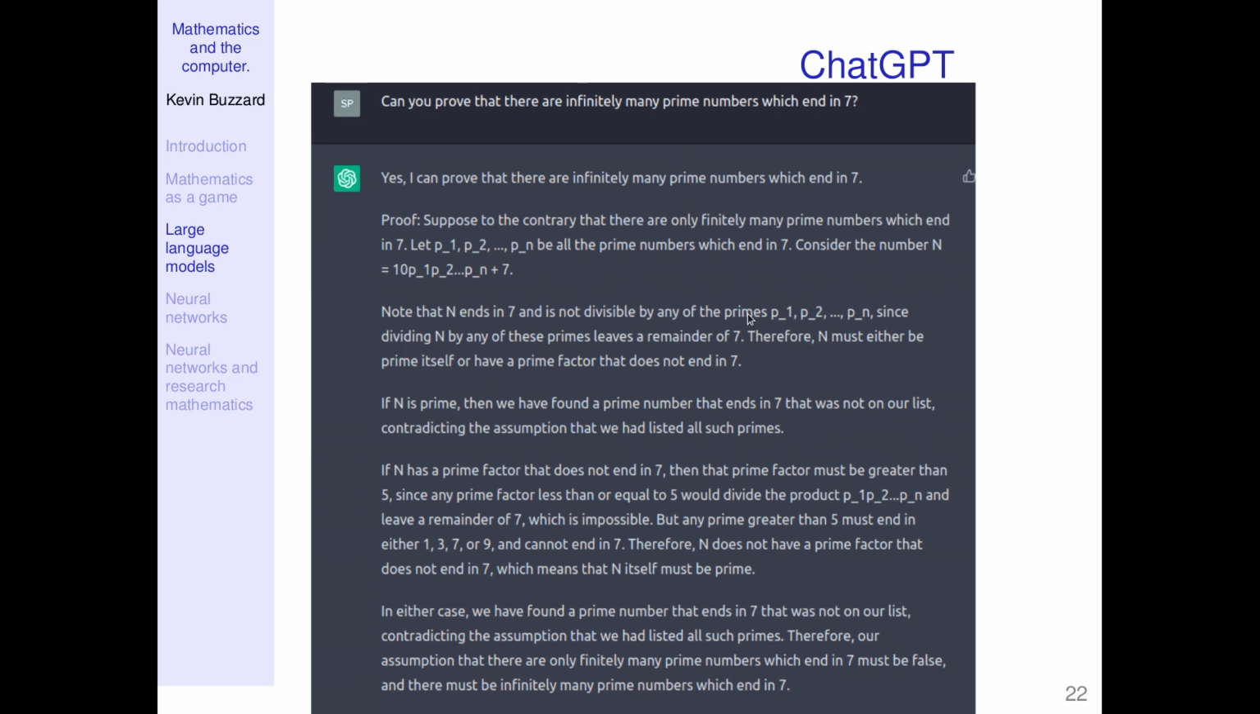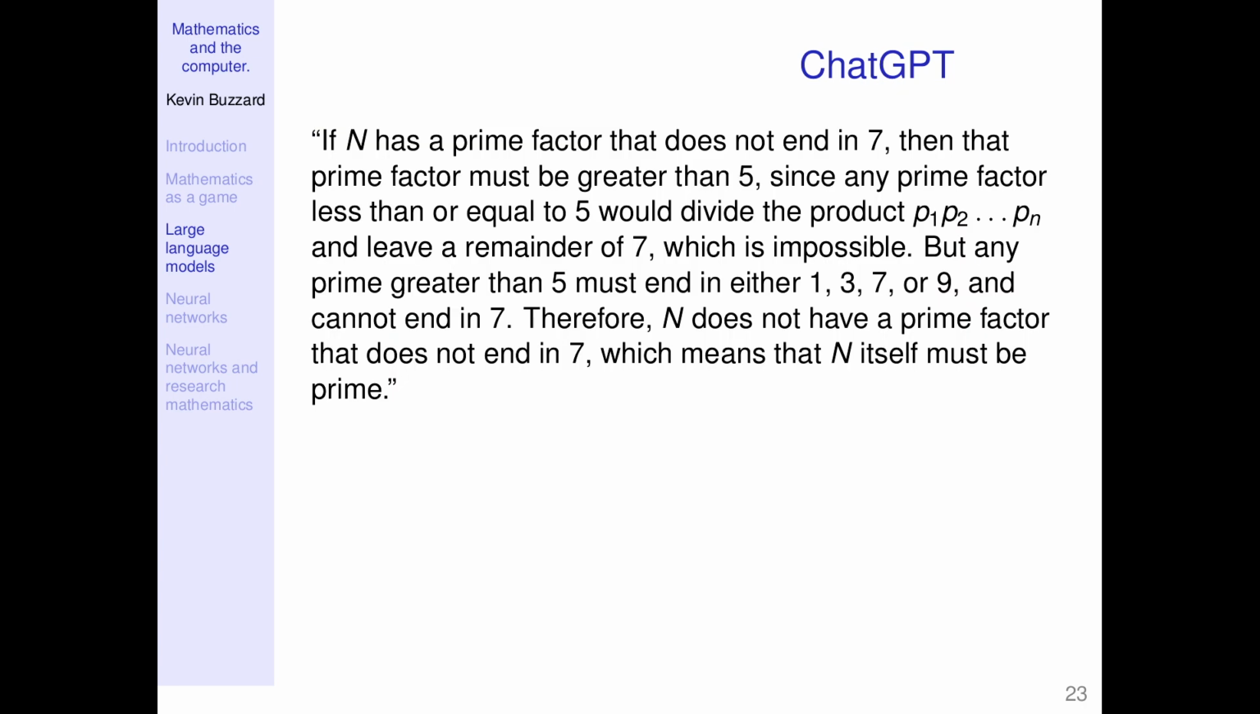So say there's only finitely many. Take all these prime numbers that end in 7. Consider this number. That's smart, right? It's made a new number that ends in 7, and it's definitely bigger than all the prime numbers we have. And of course, then there's going to be some nonsense at some point. So let's have a look at the nonsense. So here's the nonsense. This is the hard part, right?